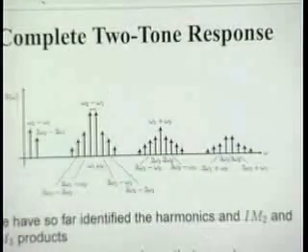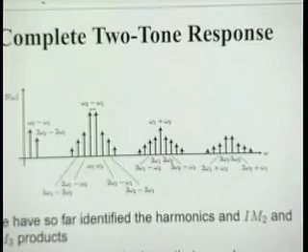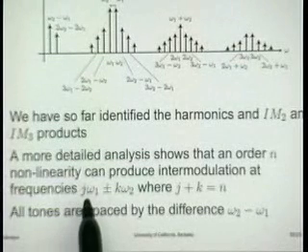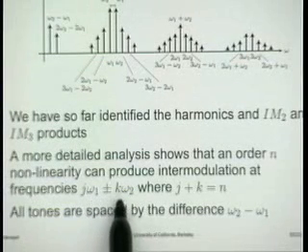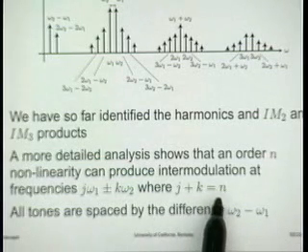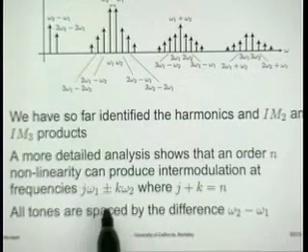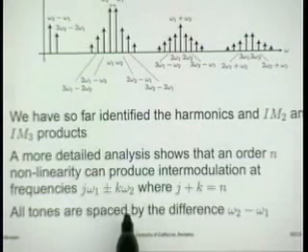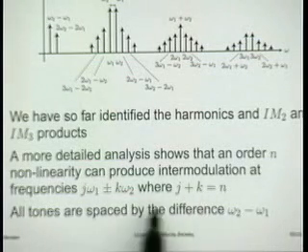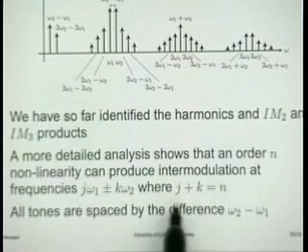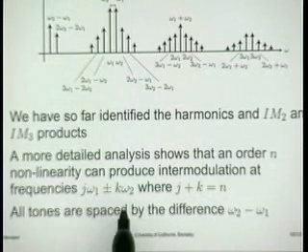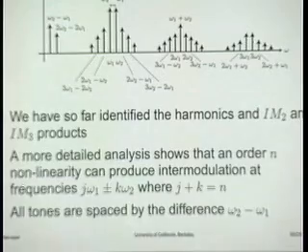And what you find, if you do the detailed analysis, is that if you have an nth order power, then you get frequency components j omega 1 plus or minus k omega 2, where j plus k add up to n. So for instance, for second order, you can see this equation tells you that you get omega 1 plus omega 2 and omega 1 minus omega 2. For n equals 3, a third order distortion, you get basically 2 plus 1 is equal to 3, 1 plus 2 is equal to 3. So I get 2 omega 1 minus omega 2 and 2 omega 2 minus omega 1. Right? And plus or minus.